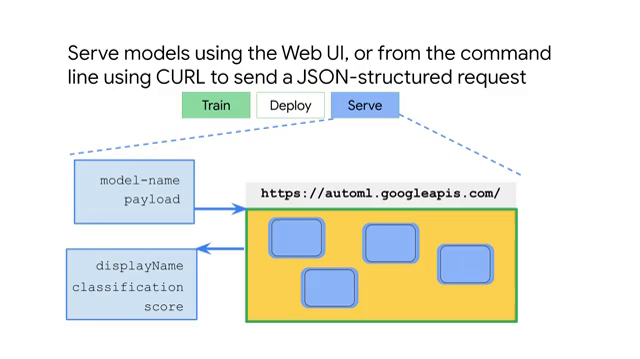The primary classification interface is at the URI shown. You can make a classification using the web UI or from the command line using curl to send a JSON structured request. There are also client libraries for Python, Java, and Node.js. After you have set up authentication to use the REST API, you send a request with the model name and the payload, which is the data you want classified.